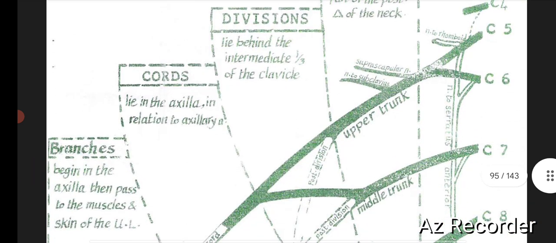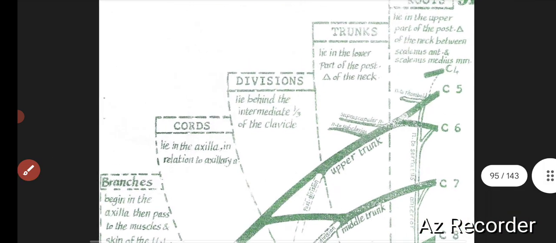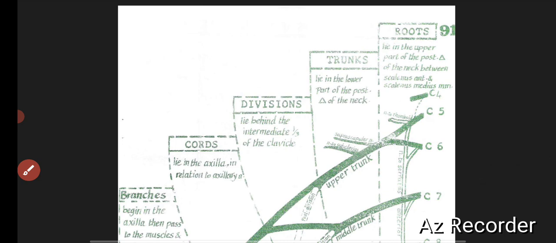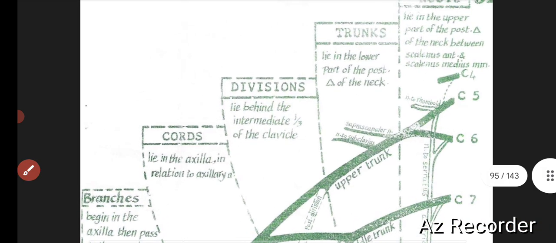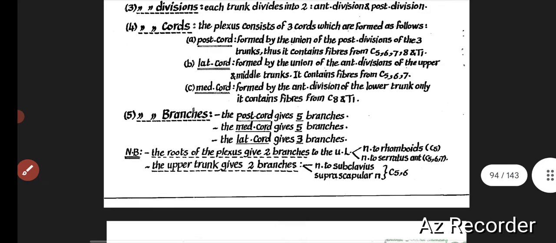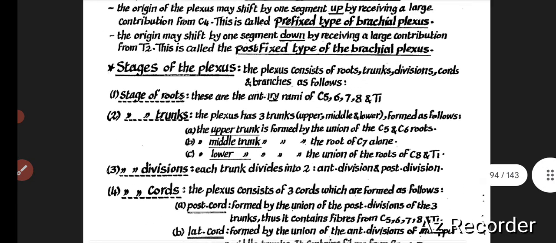Root, trunk, division, cord, and branches. Here are the root, trunk, division, cord, branches. The plexus consists of root, trunk, division, cord, and branches as follows.